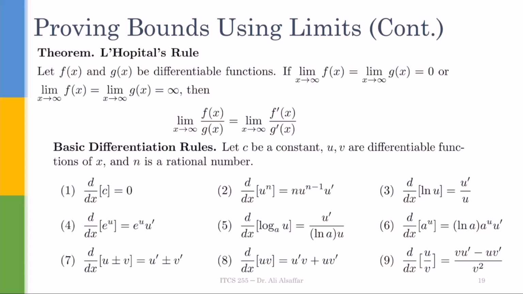Before giving you examples on how to use limits to find bounds of functions, we want you to know that this method can only be applied to find the bounds between two functions. And if you want to find, for example, big O, big omega, or big theta of a single function, then you need to use their basic definitions. So let us solve some questions now on how to use limits to find bounds between two functions.